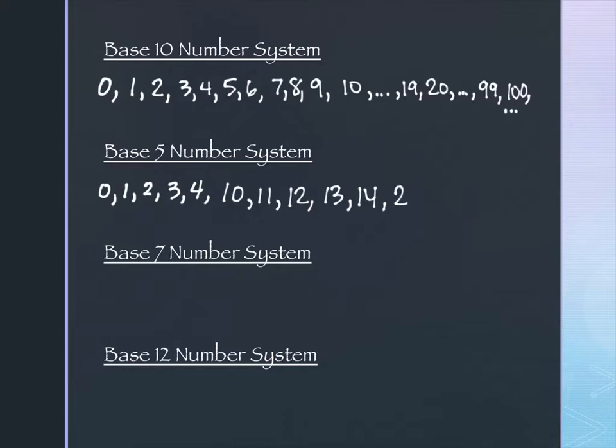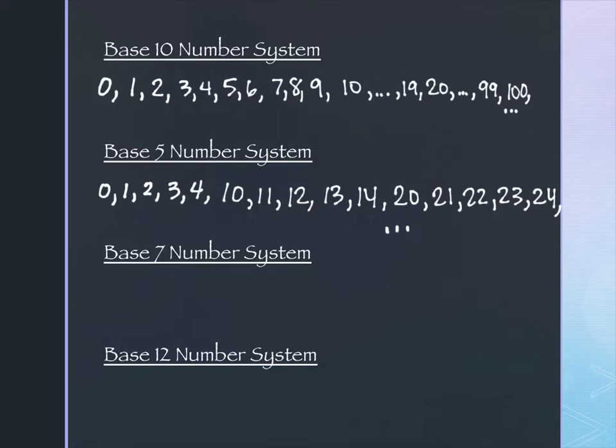2 0 first. Yeah. And then 2 1, and then 2 2, 2 3, 2 4. What would come after 2 4? 3 0. What would be our biggest two-digit number in base 5?